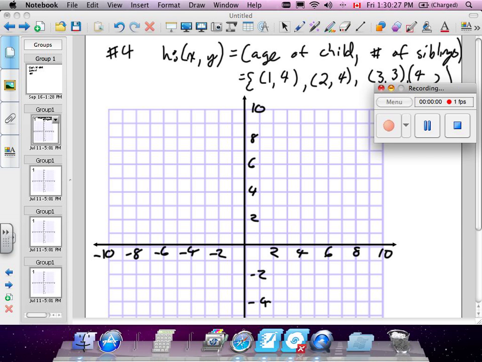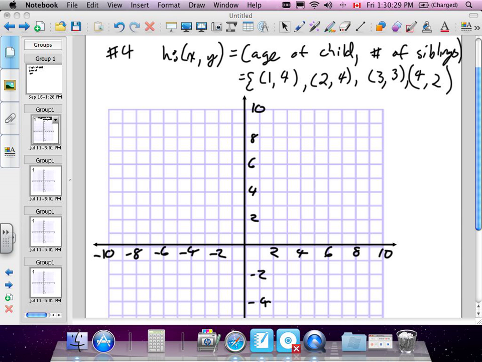All right, number 4 from your homework last night. The very first question looks like this. They call it H, and they tell you that each of the coordinates is written as the X coordinate first, then the Y.